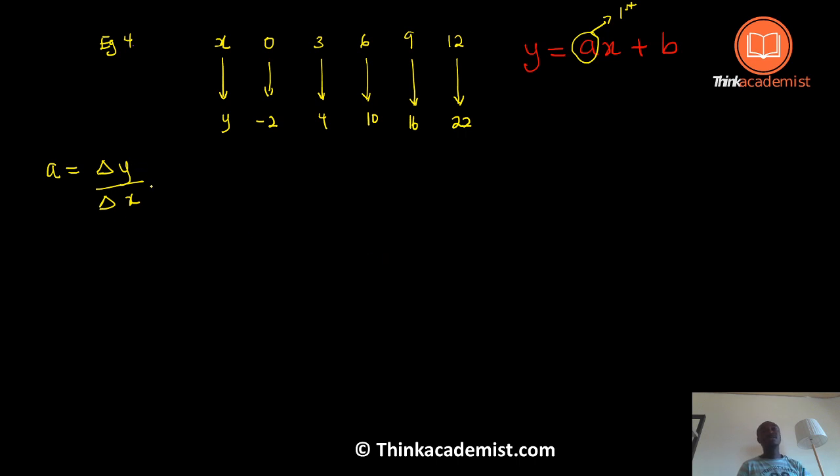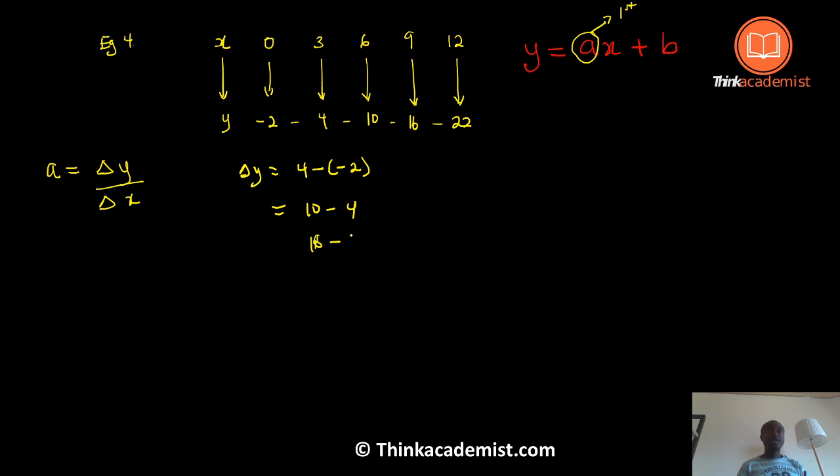So let's find the difference in the y value. The difference in the y value basically means you put a negative between them, and then you start doing the subtraction from the back, which is the right hand side. So you pair them up. If I decide to use this, that would be 4 minus (negative 2). Or I can decide to do 10 minus 4. Or I can decide to do 16 minus 10.